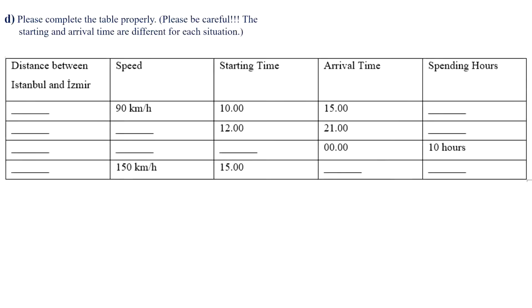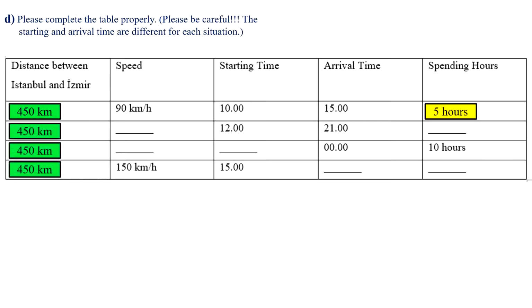We continue with the same problem. Please complete the table properly. Please be careful. Now, the starting and arrival times are different for each situation. For the first line, we found the time spent, and in this way we also found the distance between Istanbul and Izmir. Do you think this distance can change for other situations? Of course not. The distance between two cities always remains the same, which is 450. We mentioned the term constant before. So, the 450 kilometers is our constant for this problem.